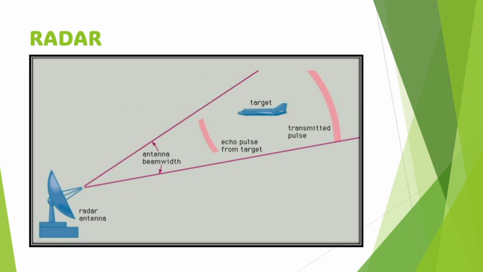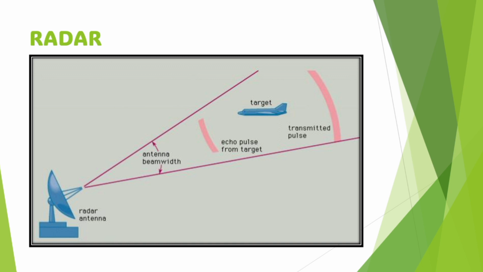But when one antenna is used for transmission and reception purpose, that is called a TR switch, meaning transmit receive switch, or it is otherwise called an SR switch, meaning send and receive switch. So here let's see the antenna bandwidth. Next, the radar antenna transmits the electromagnetic waves, the transmitted pulses.